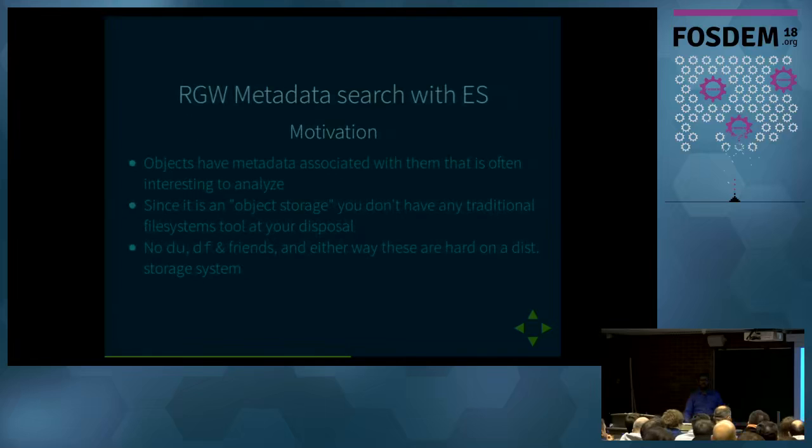And the motivation behind why we need to build something like metadata search of Rados Gateway objects with Elasticsearch is basically that you already have a lot of metadata associated with your objects. For example, if you're doing video analysis, you may have a tag saying this video is uploaded by this author or this user. And you might want to query and find out how many videos are uploaded by, for example, Dreamscape, with what average sizes. And since it's an object storage, you do not have any traditional file system or analysis tools at your disposal.